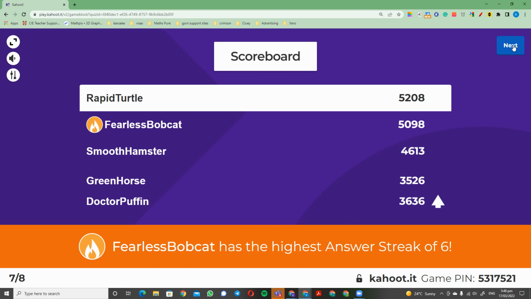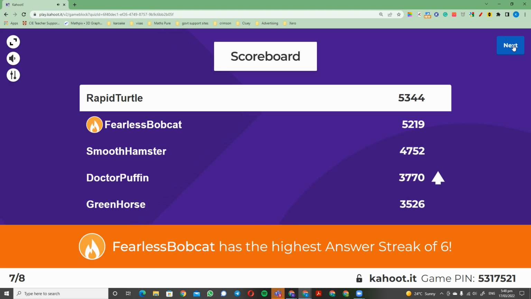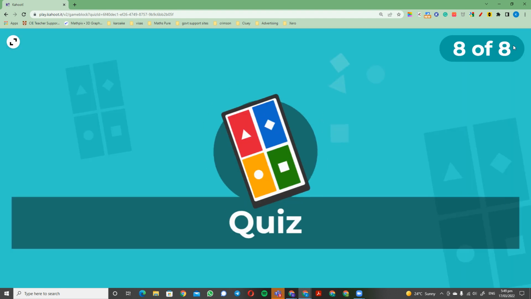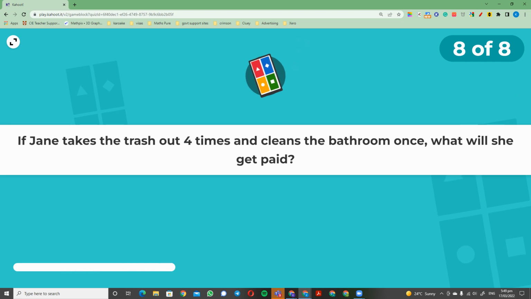All right, cool. It takes us to Dr. Puffin. Oh, wow. The bottom 2 are also fighting there for 5th place and 4th place, and Smooth Hamster with Fearless Bobcat. It's going to be a tight ending here. Last question. Good luck.